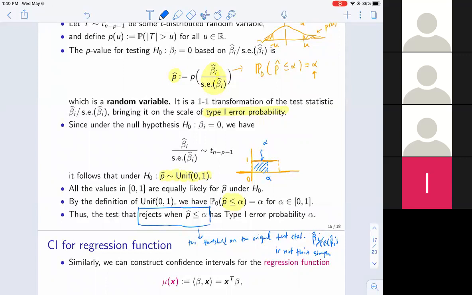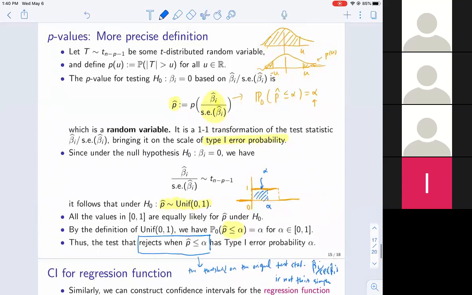Did that make sense to people? So p-values are not probabilities. They're a transformation of your original test statistic, but they're on the scale of probability. You can compare them to probabilities to reject, and then you get a test of a certain level. So that's a more precise statement. Okay, does that make sense?